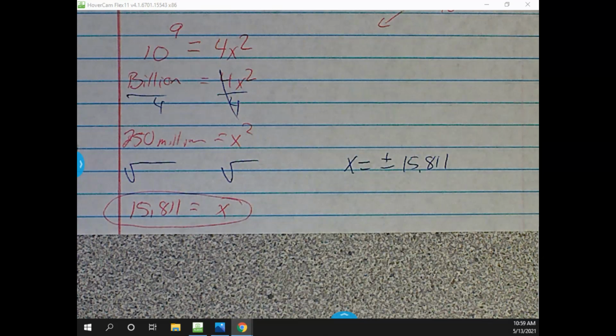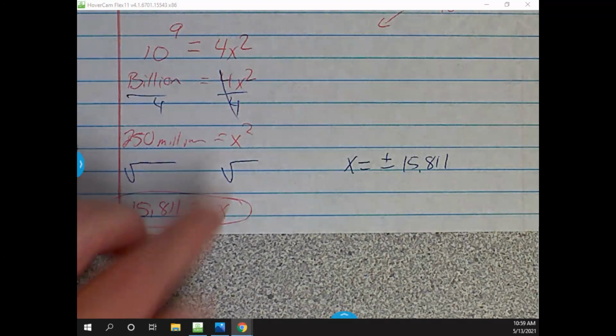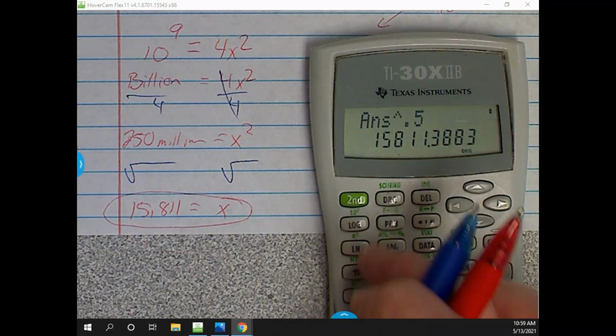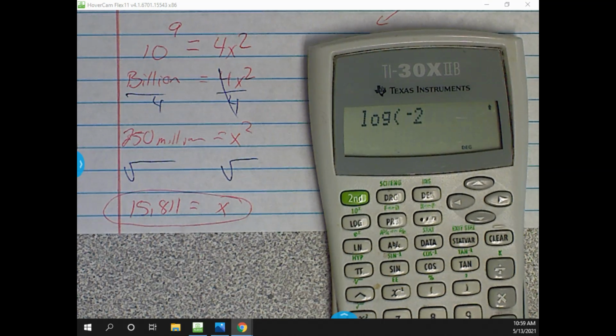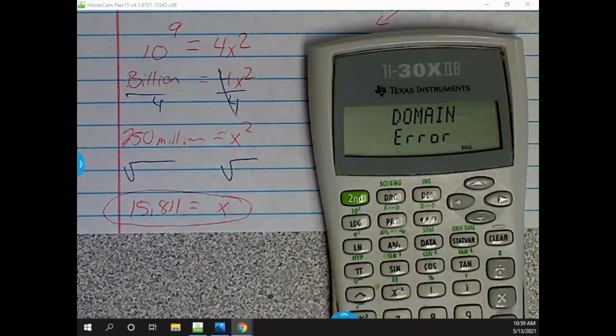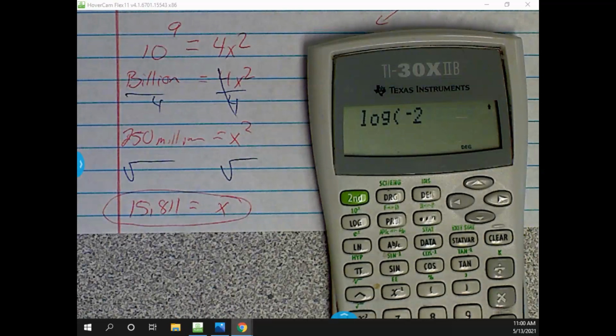But here's the thing with these problems: if you put in a negative number for the log, just make it small to start with. If you do log of -2, it says no, you can't do it. Just like last week when we were doing radicals, if the number inside the square root was negative, it messed things up. This one's the same way: if you do log of a negative number, that's outside the domain.